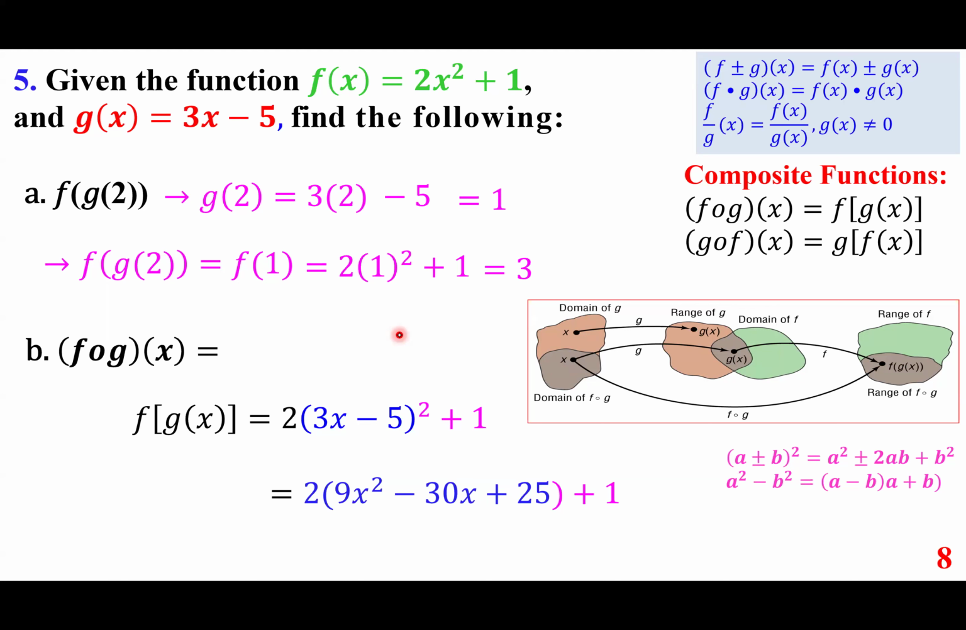We are going to distribute the 2. So 2 times 9x squared, 18x squared. 2 times negative 30x, minus 60x. 2 times 25 gives you 50. You add 1, you get 51. That's how you add them up.